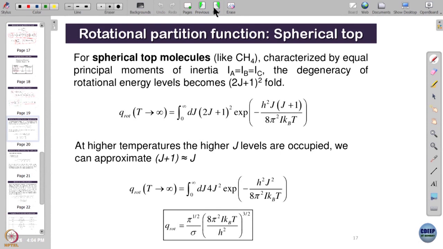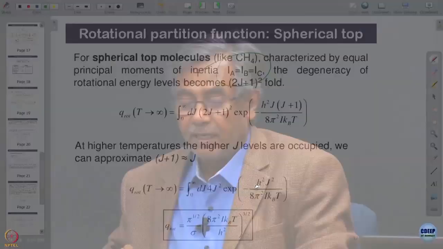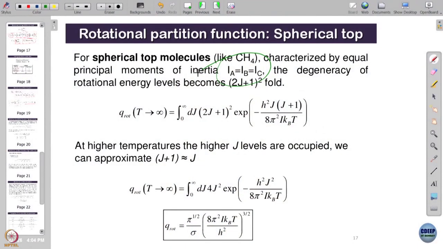Now, rotation has fairly different cases we need to consider. One case is where all the moments of inertia are the same. Because there are 3 directions in a nonlinear molecule, you have 3 principal axes and 3 moments of inertia. If the molecule is completely spherical, we call it a spherical top molecule, like methane, and then we have no problem. All the moments of inertia are the same: IA equals IB equals IC. For the spherical top, the degeneracy of the rotational energy becomes 2j plus 1 squared if they carry equal principal moments of inertia.